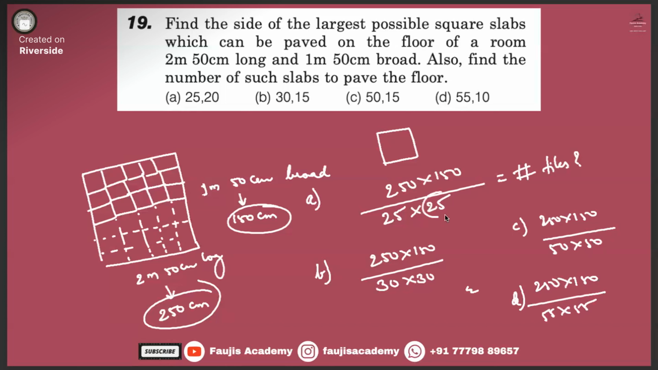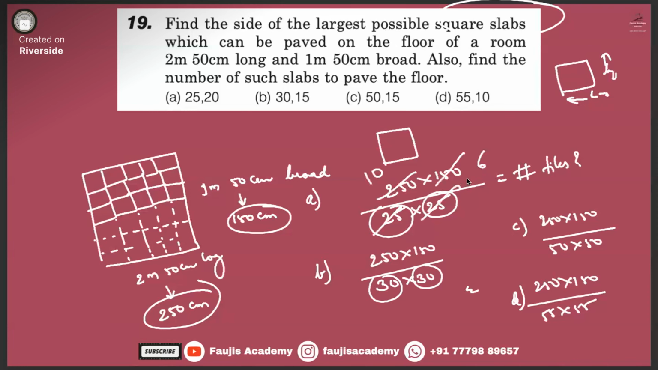Why are we writing 55 into 55, 25 into 25, 30 into 30? Because it's a square slab. They have given over here a square slab, which means their length and breadth will be the same. Now, if you do that, this will go 10 times. This will go like 6 times. So we need to have how many? 60 tiles, right?